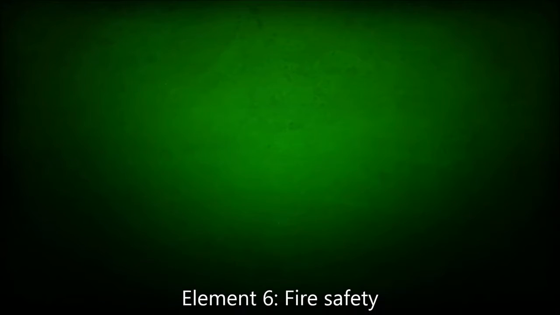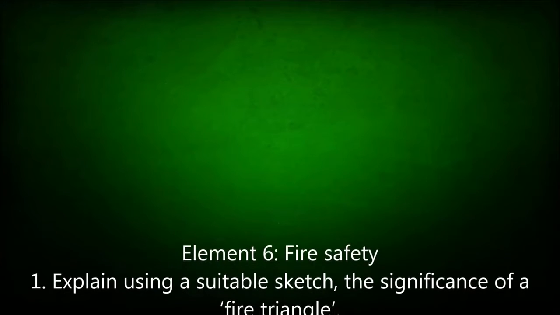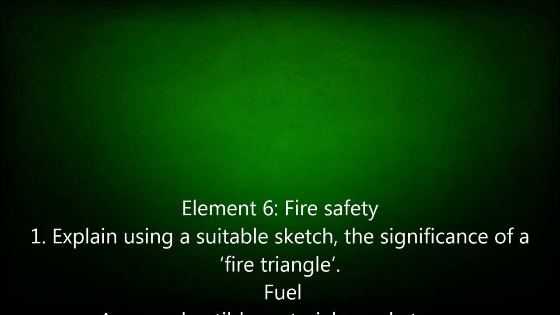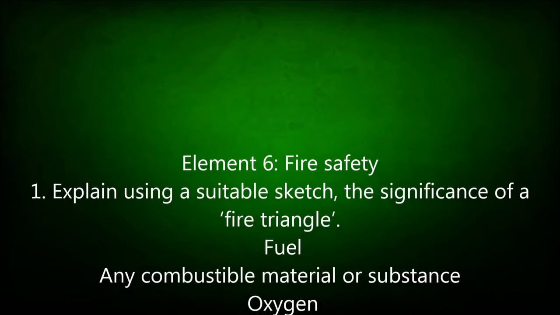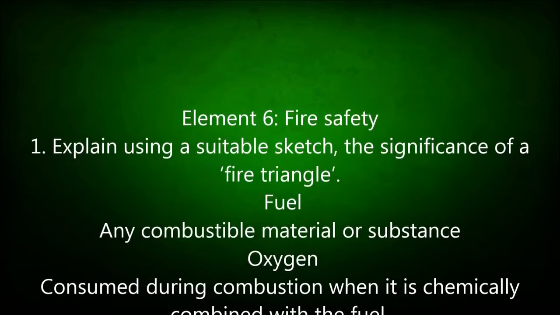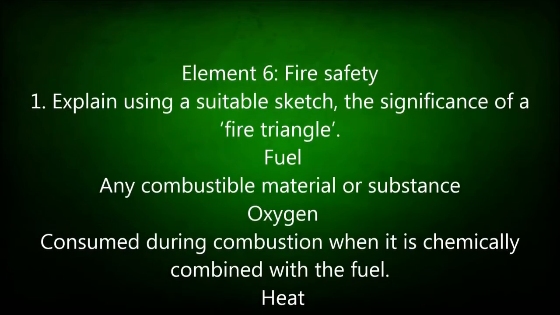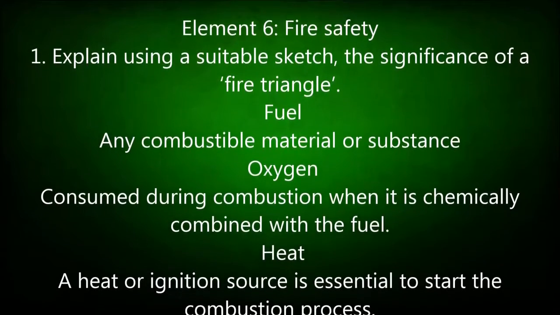Element 6, Fire Safety. 1. Explain using a suitable sketch, the significance of a fire triangle. Fuel. Any combustible material or substance. Oxygen. Consumed during combustion when it is chemically combined with the fuel. Heat. A heat or ignition source is essential to start the combustion process.